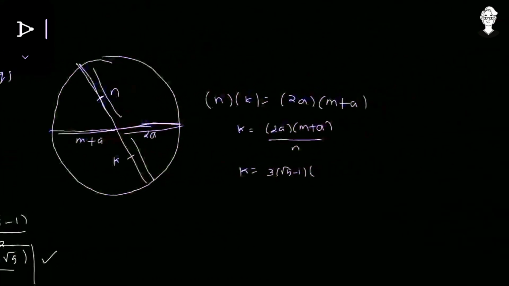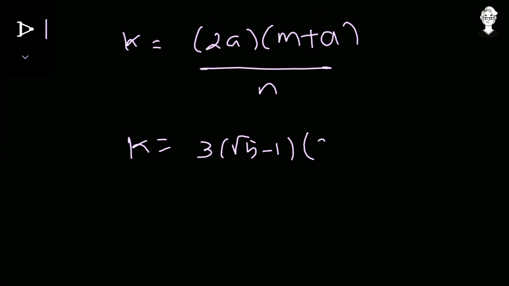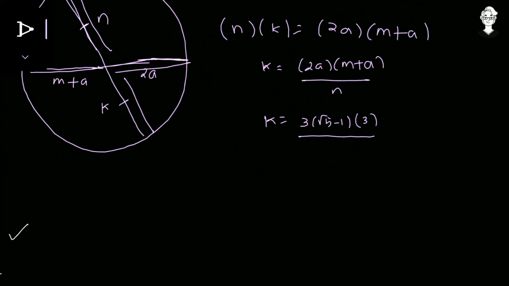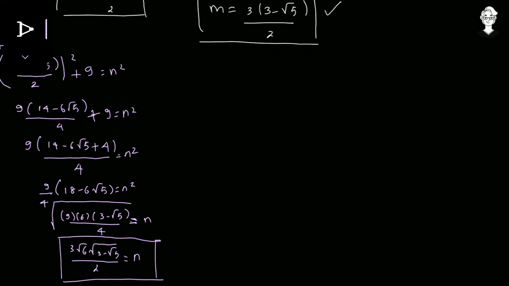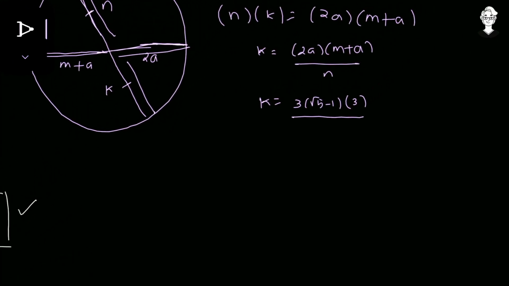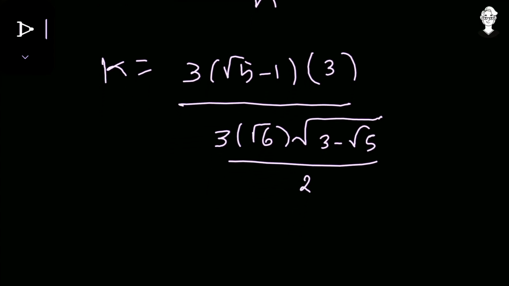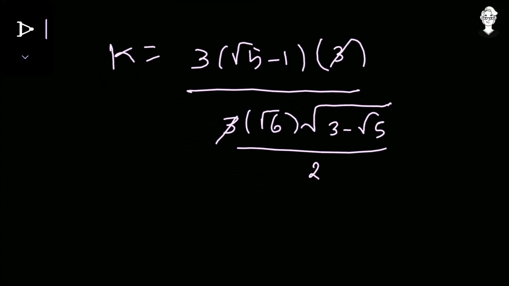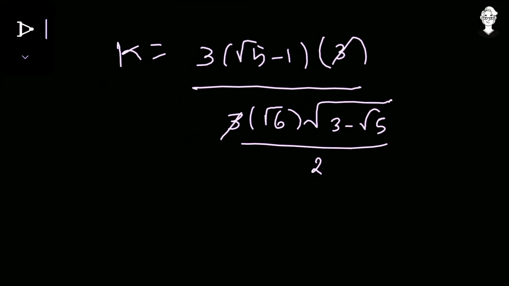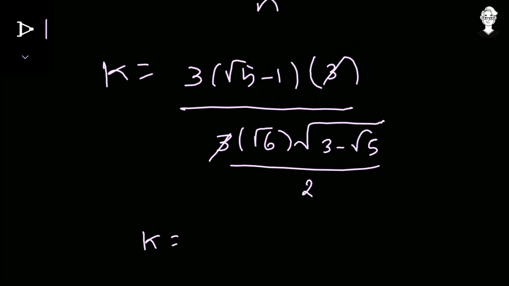Putting that in, m plus a is equal to 3 upon n, and n is already 3 times square root of 6 into square root of 3 minus square root of 5 upon 2. I have just recalled the value. So from here 3 and 3 got cancelled out. So k is equal to 2 on the top: 2 into 3 is 6 into square root of 5 minus 1.